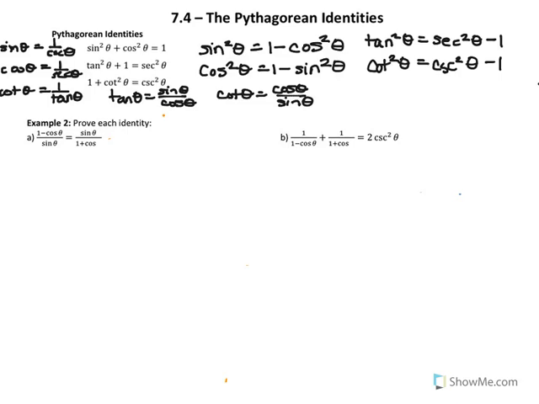For this one, I'm going to leave the left side alone and do the right side. What I'm going to do is multiply by what's called the conjugate. It's something you did in Pre-Cal 20, but I'm going to multiply by 1 minus cos theta.